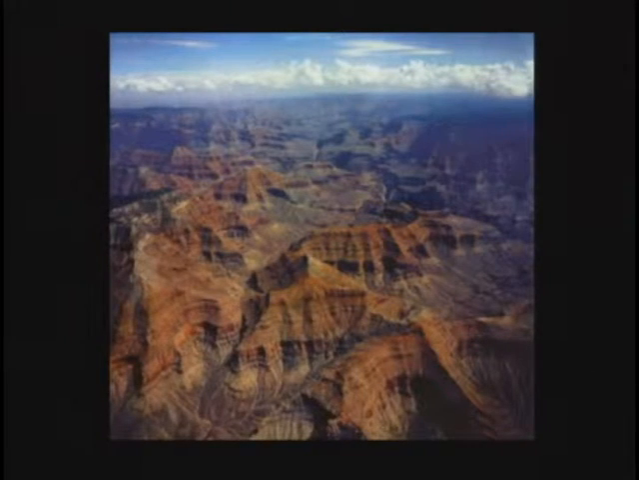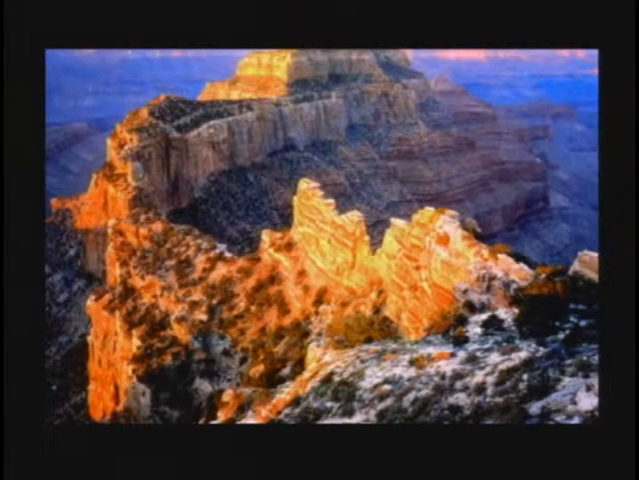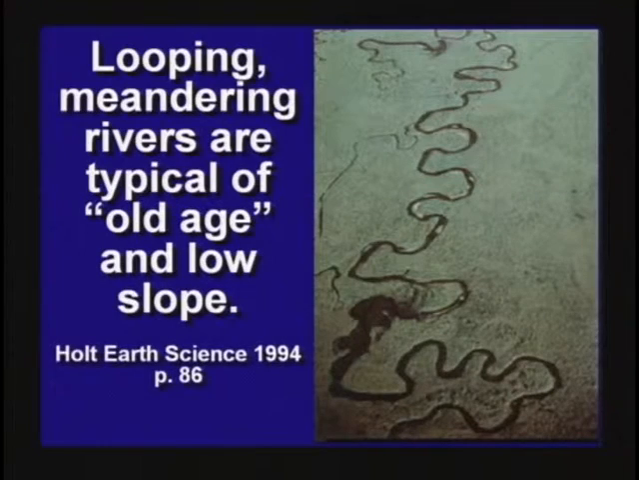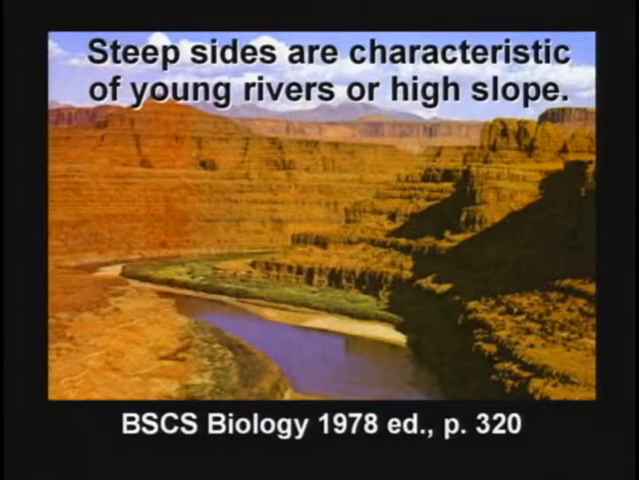Grand Canyon is kind of puzzling because the river loops back and forth, but it also has steep sides. Now, a looping river like the Mississippi is usually an indication of low slope, gradually sloping ground, so the river loops back and forth. Steep sides usually indicate a fast-moving river on a high slope. Grand Canyon has both: steep sides and loops and meanders.